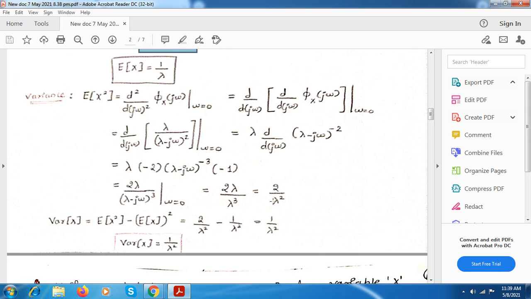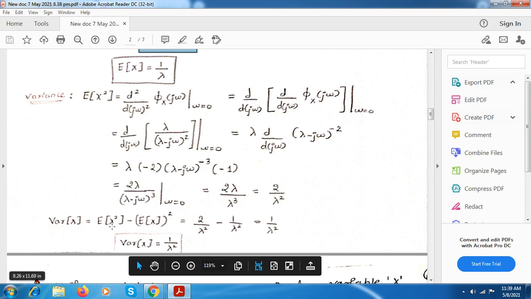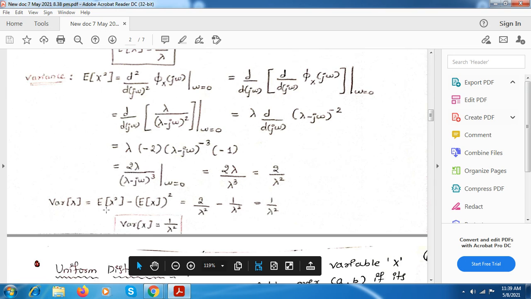So this value you have to put in the variance formula, that is E of x square, you put 2 divided by lambda square, and the mean value you already know. So minus, here it is mean square, so 1 divided by lambda square. If you take the LCM, it is lambda square, and here it is 2 minus 1, so it will be 1 divided by lambda square. So this is the variance of the exponential random variable. So just take the solution. If you have already solved it, just look at it once.